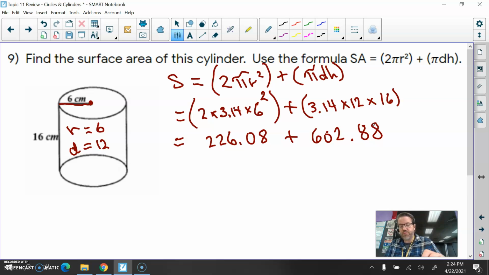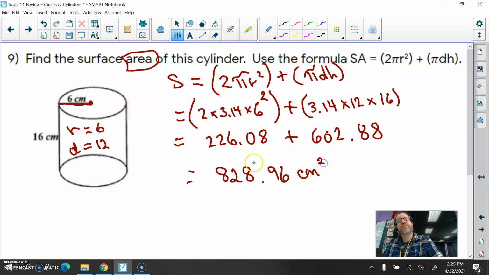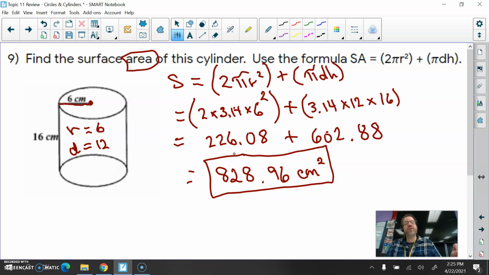I get 828.96. Area is square units, so it's square centimeters. Nowhere in the directions does it say to round, so I'm going to leave my answer just as is, 828.96, or 828 and 96 hundredths square centimeters.